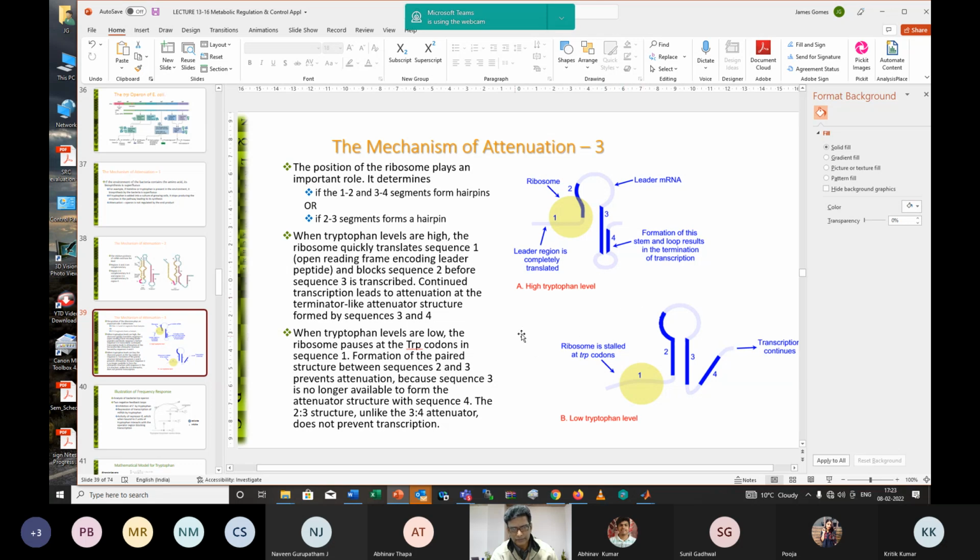Now, when you have the other situation, with low amounts of tryptophan, it is on region 1 where you require tryptophan to be brought in. The ribosome halts there, and because it halts here, region 2 is vacant, the ribosome is not there, so 2 and 3 will bind and form the complementary structure here. This structure will actually allow the transcription to continue and complete, whereas the terminator will not.